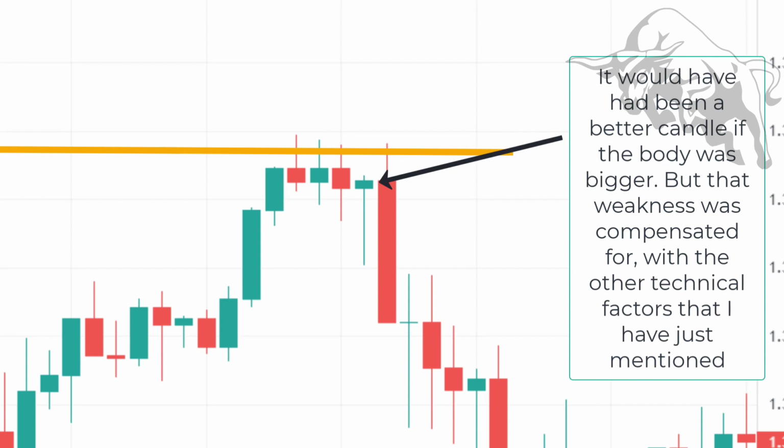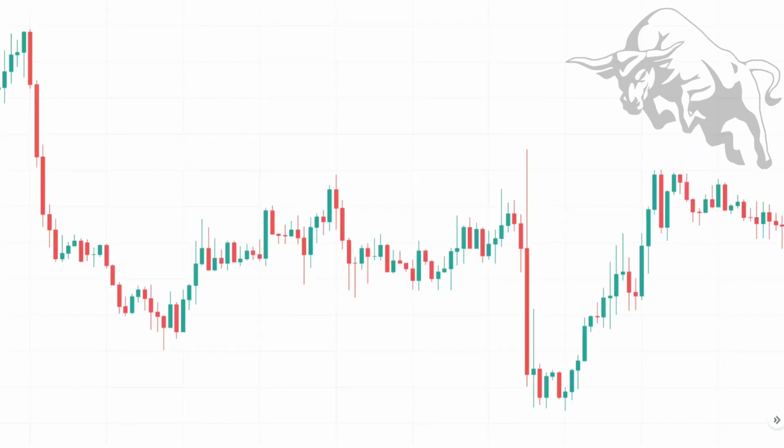However, the sell trade was still valid because the reduction of the strength was compensated for with the combination of all the other supporting factors which I have mentioned. And the way I deal with this kind of problem is by reducing the size of my sell trade position. Now let's move on to the incorrect examples of the hanging man pattern.